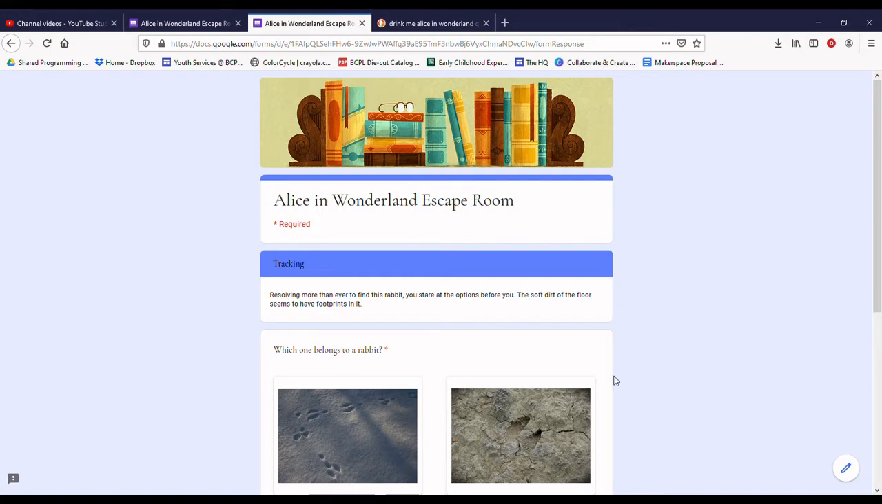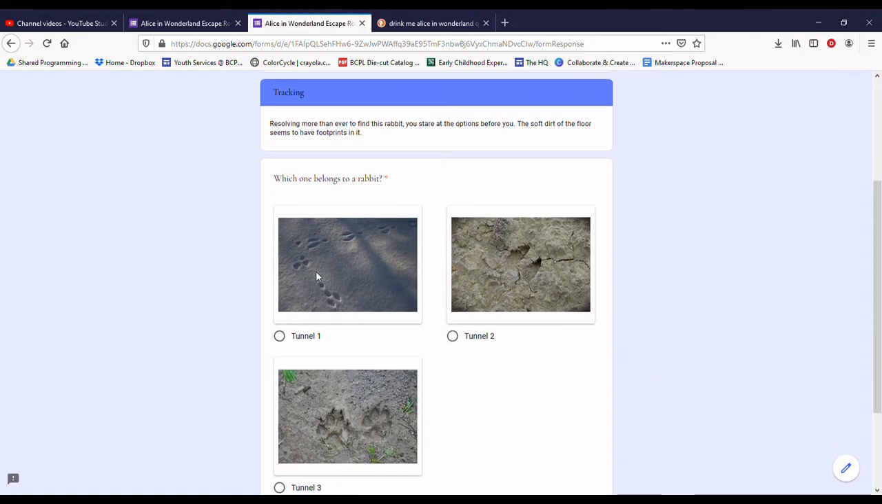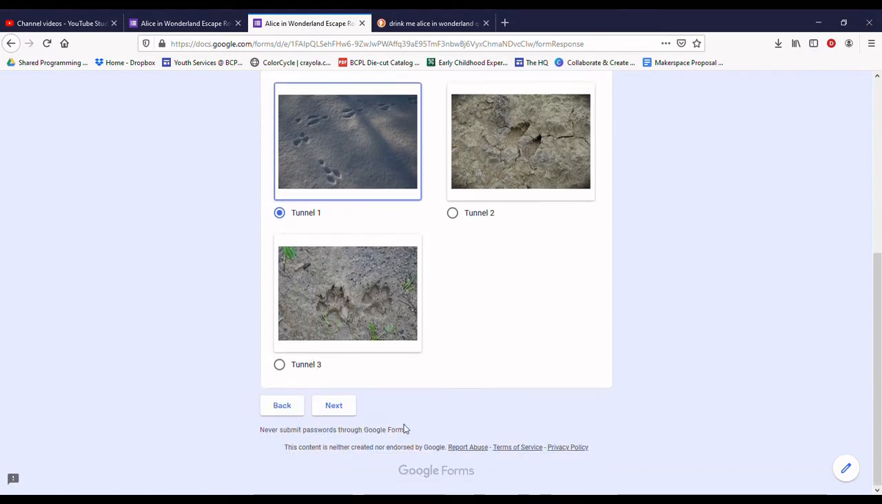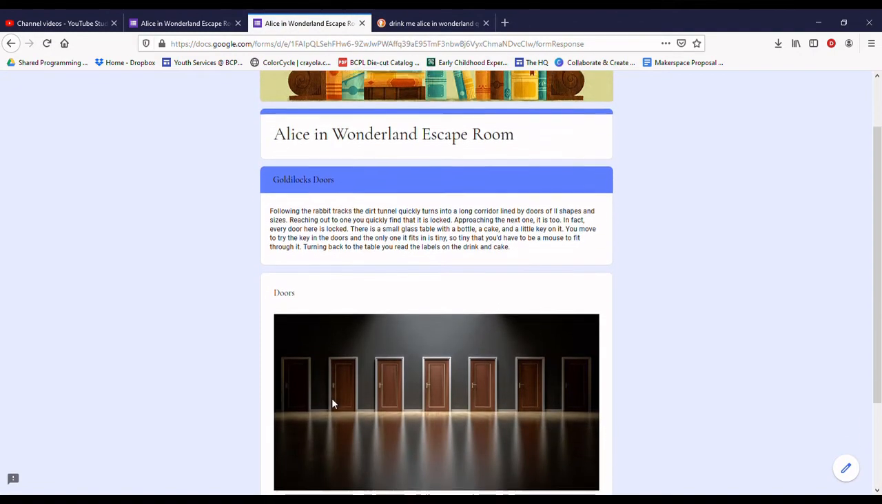So our first problem here is figuring out which tunnel the White Rabbit went through. So we have three options here, and we need to figure out which one belongs to a rabbit. Rabbits have four paws, and they run in a pattern where they put one paw down and then the second paw and then use both their back feet at once, which creates their little jumping hop. So that would leave us with tunnel one. The other options here are a boar. You can see there's a cloven hoof here, and a fox. So we're going to keep going.